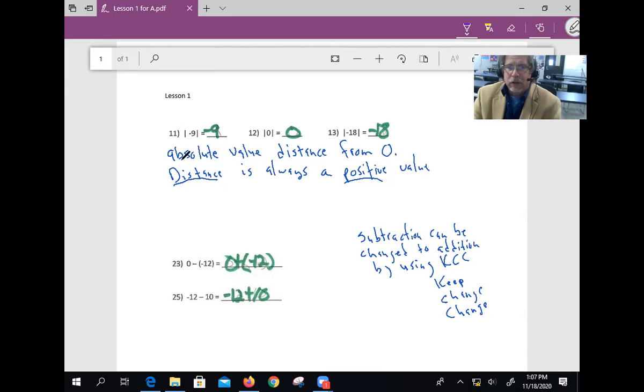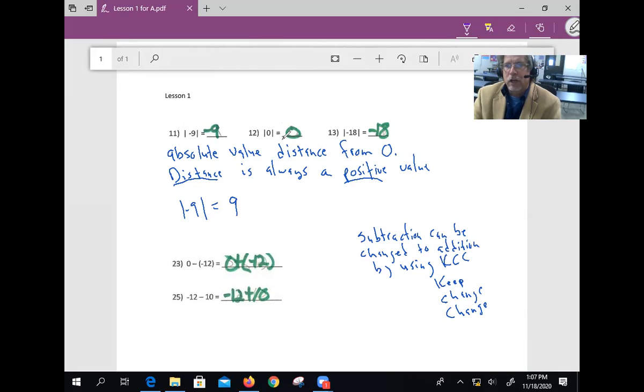So when I want to take the number 11, if I want to take the absolute value of -9, what that's asking is how far is -9 from 0? And so you'd have to move like 9 to the left to get there. So that means the distance is going to be a 9. Such that when you have absolute value, the answer will always come out as a positive value.